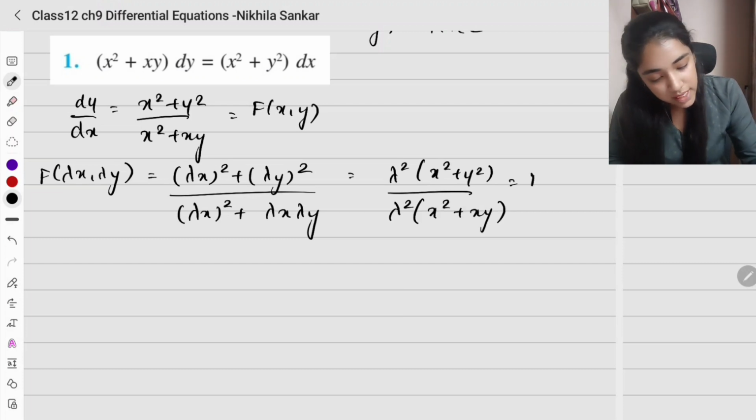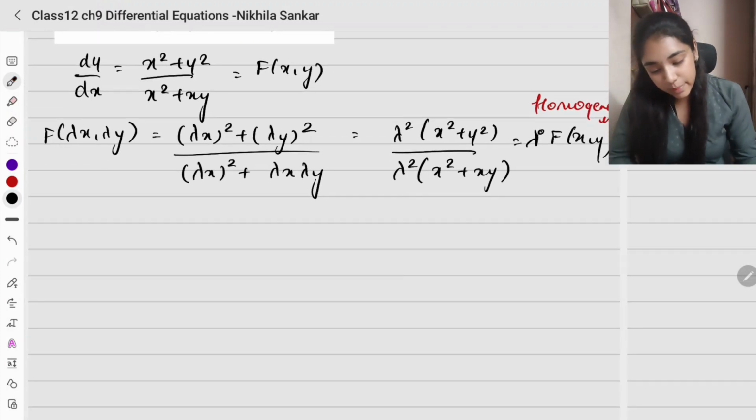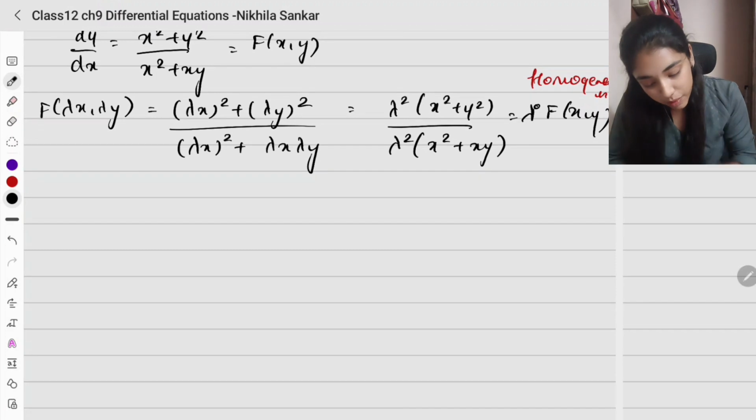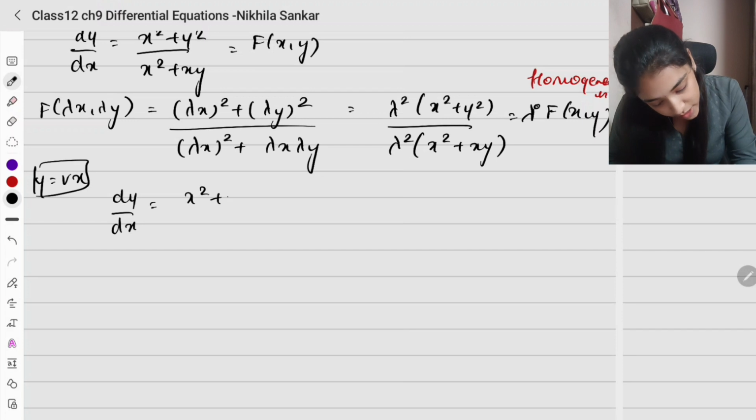So this is nothing but, lambda lambda cancel ஆயிடுச்சா? Lambda to the power 0 of f of x comma y. So hence this is homogeneous. Okay, next step, dy by dx ku substitution பண்ண போறோம். So y equals vx. This is the substitution we are going to make. So dy by dx equals x square plus y square divided by x square plus xy.